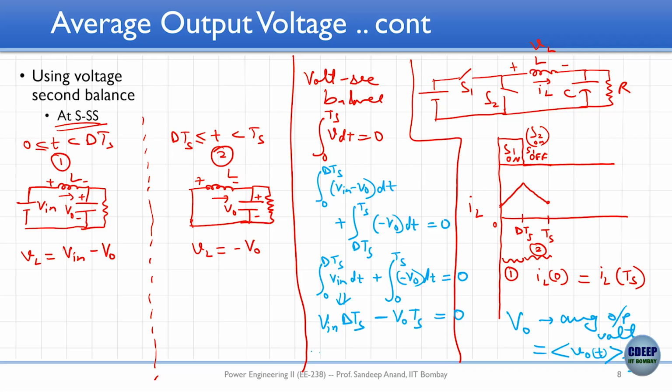And that's it. Now I think you just rearrange and you will get output voltage is equal to input voltage into Ts. So the output average voltage is equal to input voltage multiplied by D.